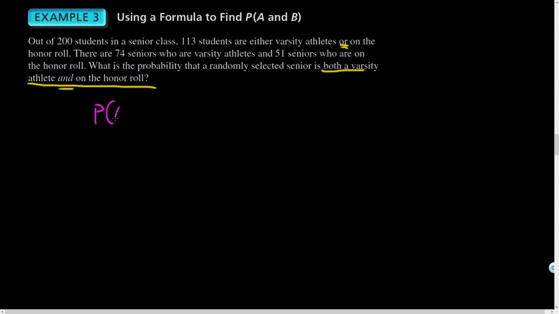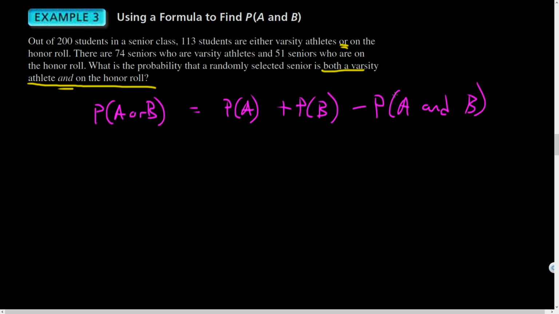But let's set up the formula. So I've got P of A or B is going to equal P of A plus P of B minus the probability of A and B. So let's plug in what I know. 200 students in the senior class. That's going to be my total outcomes. 113 are varsity athletes or on the honor roll. So that's this number right here. Okay, and so I already know the or probability. There's 113 out of 200.